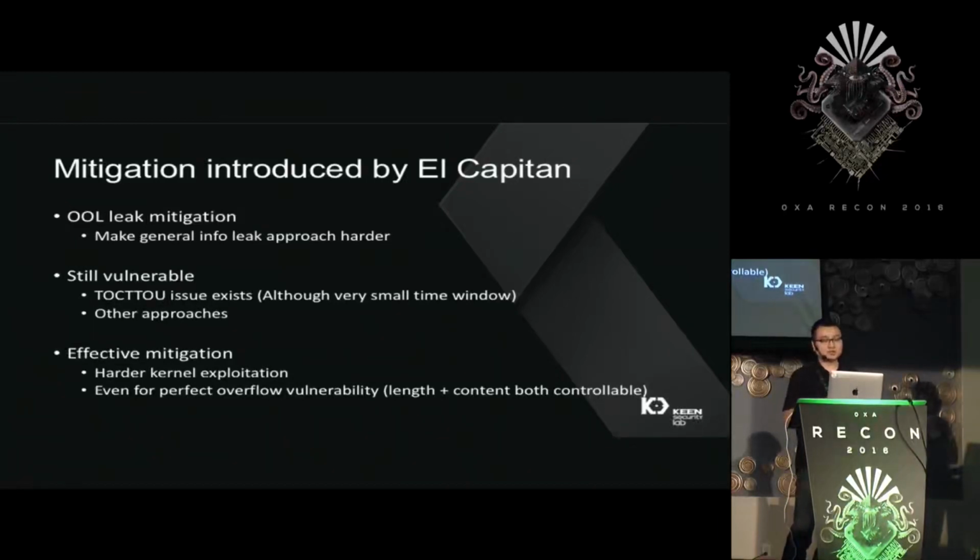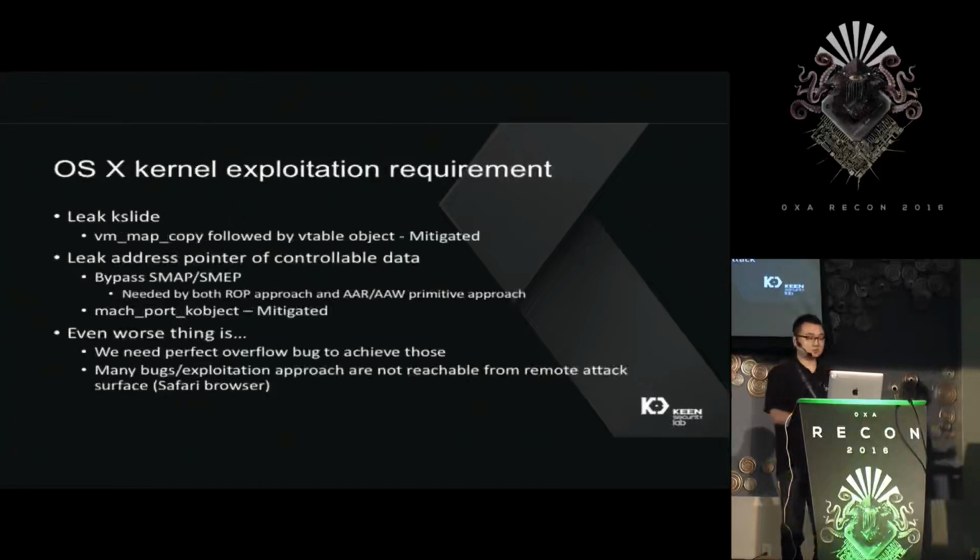Also, if you want to exploit Capitan, I think among the bugs that were public before ours, we can find that all of them are kind of perfect overflow vulnerabilities, which means you need an overflow vulnerability where its length and its content are both controllable. In many cases, such vulnerabilities are non-perfect ones, which we have to give up.